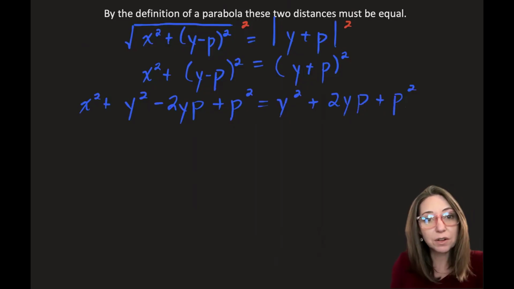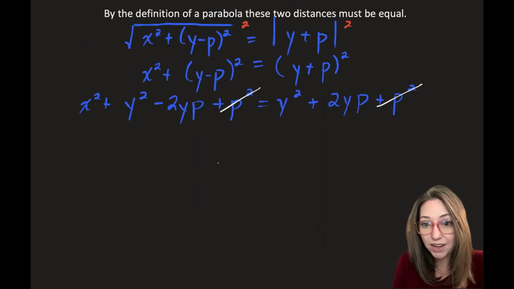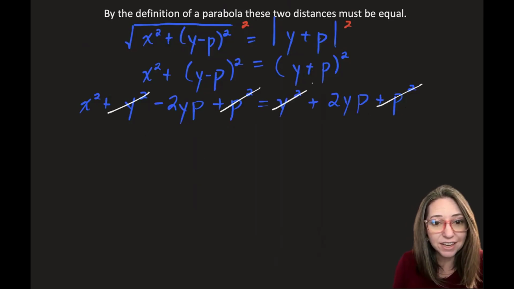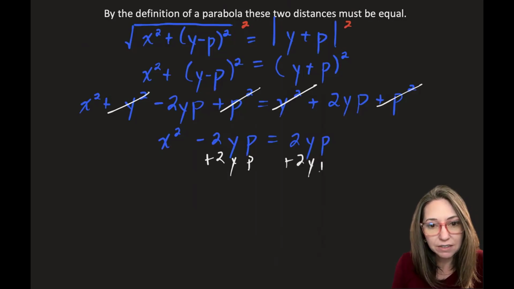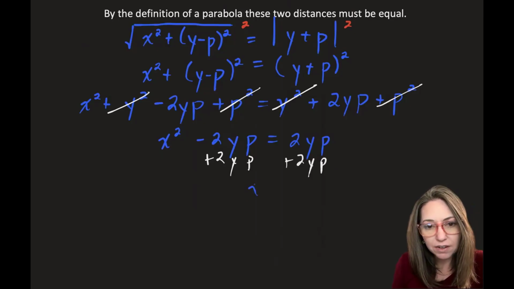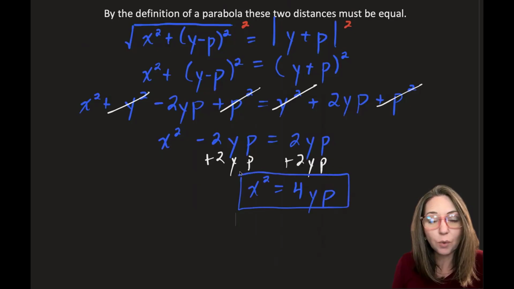Now we want to simplify this just a little bit, so we can subtract p squared from both sides. That just cancels. And we can also subtract the y squared from both sides, and that just cancels. This simplifies down to, so far, x squared minus 2yp is equal to 2yp. So what I can do is add that 2yp to both sides. And that gives us x squared is equal to 2yp plus 2yp makes 4yp. And that is the derivation of the standard equation of a parabola that opens up in terms of p.